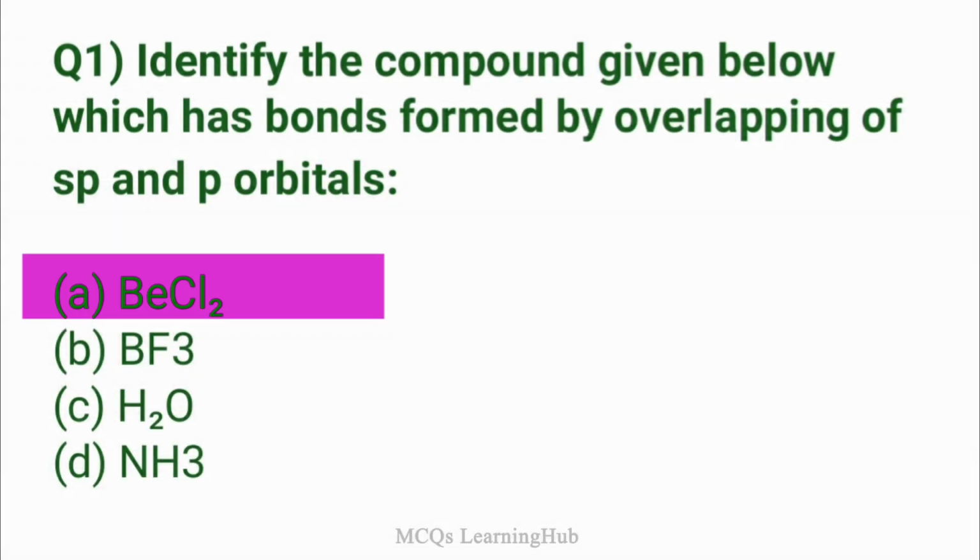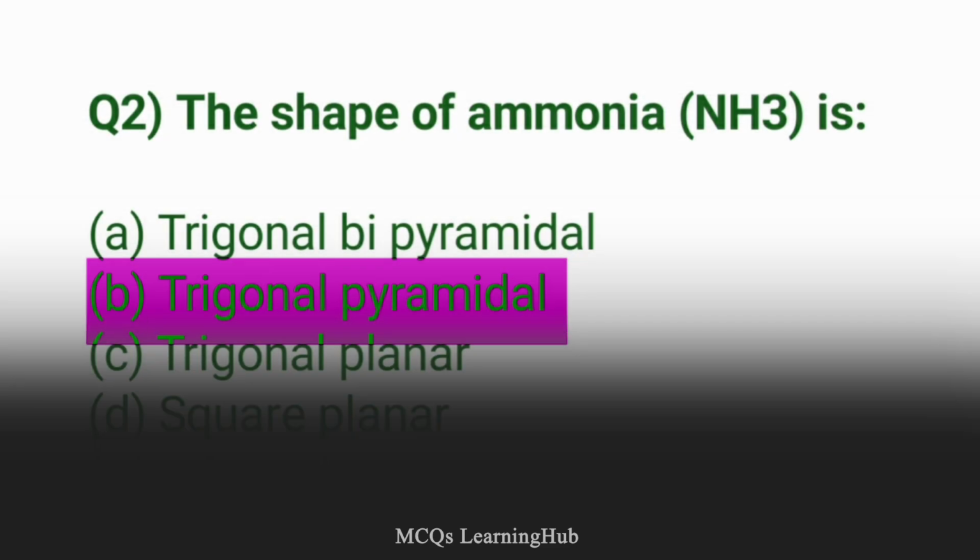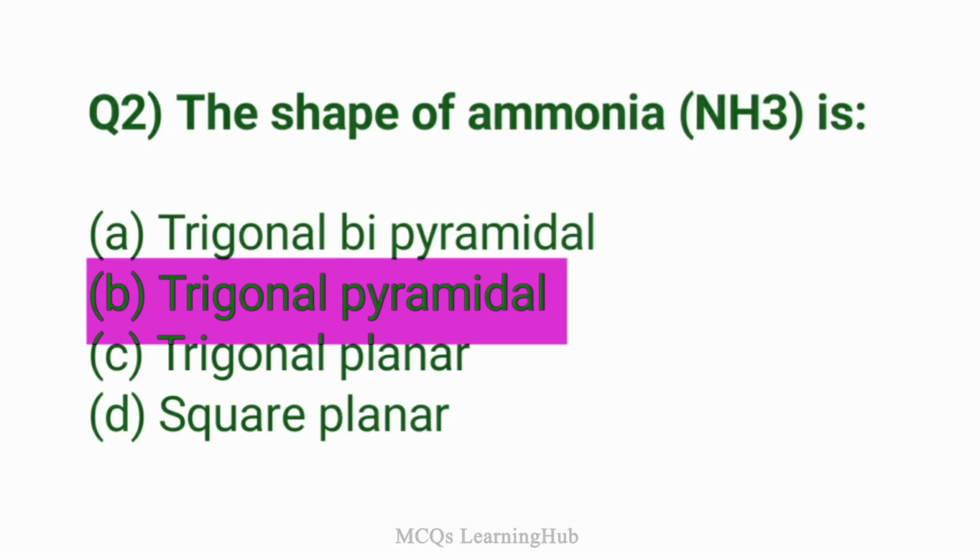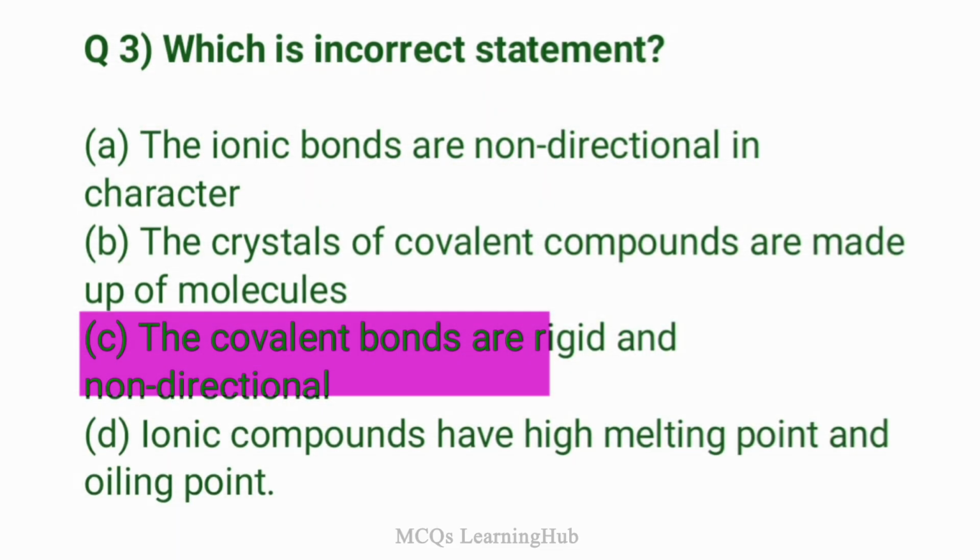Question number 1. Identify the compound given below which has bond formed by overlapping of sp and p orbitals. Option A is correct, B Cl2. Question 2. The shape of ammonia is option B, trigonal pyramidal. Question 3. Which is incorrect statement? Option C. The covalent bonds are rigid and non-directional.